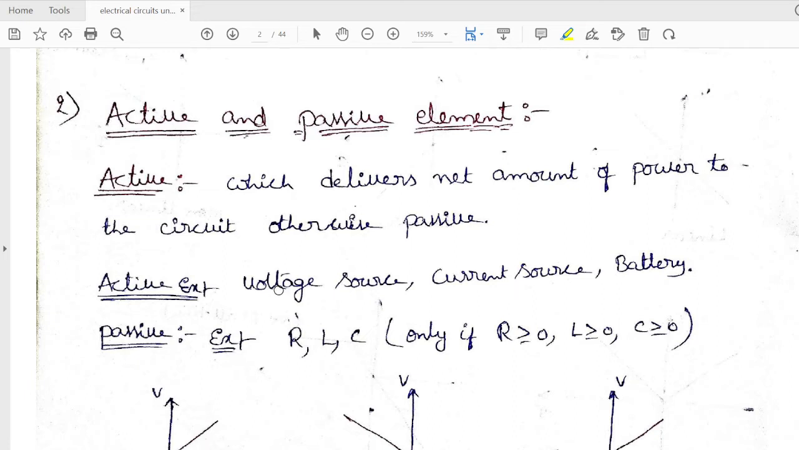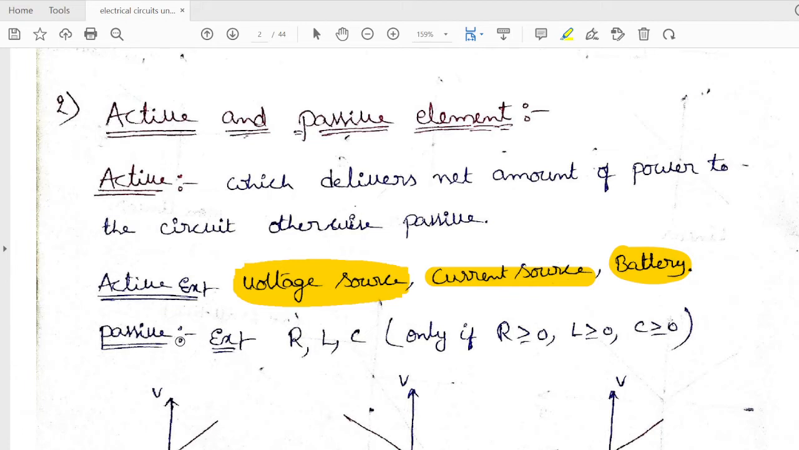So here I listed out some of the examples for active element. Voltage source, which is able to supply power to the external elements in the circuit. So voltage source is an example for active element. Current source is also able to supply power to the other elements in the circuit. So current source is also one of the examples for active element. Battery is also able to supply power to the other elements in the circuit. That's why battery is also an active element.